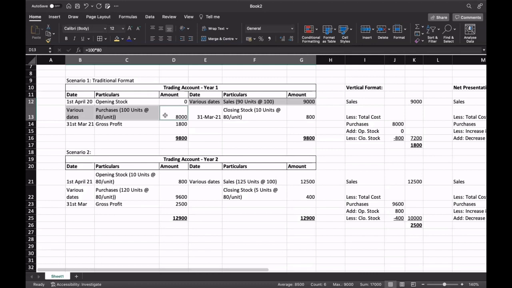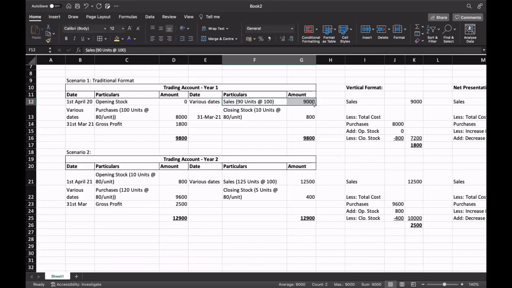In this case, what will be the fair profit? Let's do that calculation. Look here. 100 units purchased at 80 per unit. But how many units were sold? 90 units at the rate of 100. So 90 units at the rate of 100, sales is 9,000. So what is the cost of these 90 units? 90 into 80 per unit, right? So 7,200 is the cost. So it was that 7,200 worth of products were sold for 9,000. So 9,000 minus 7,200, 1,800 is the profit.